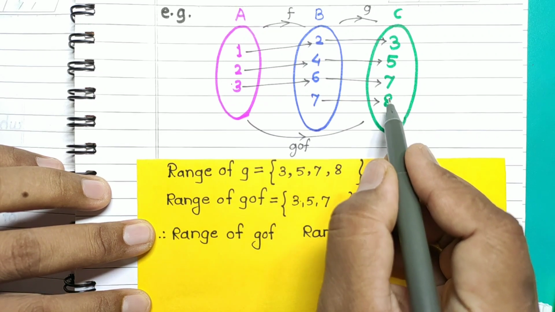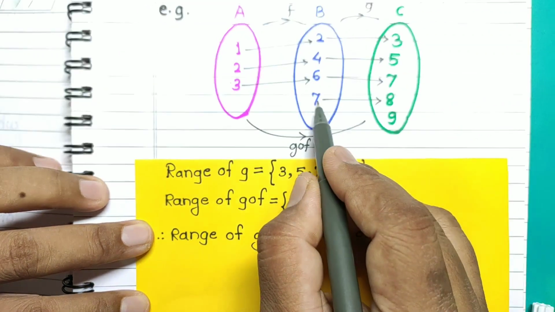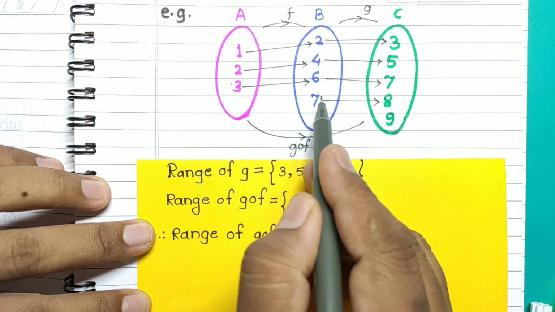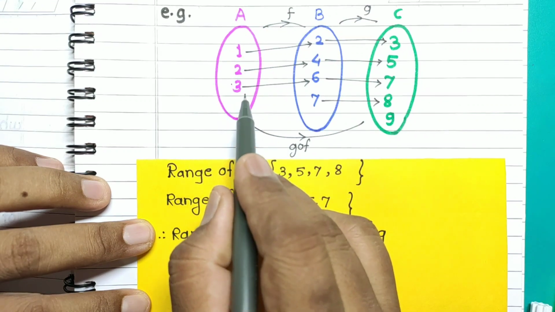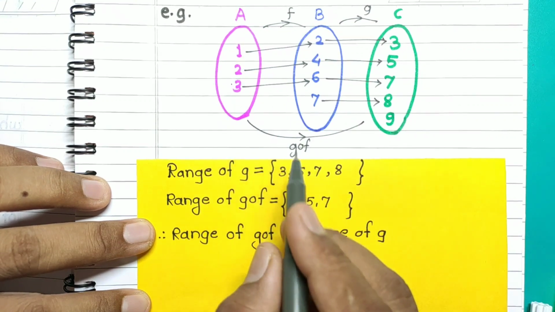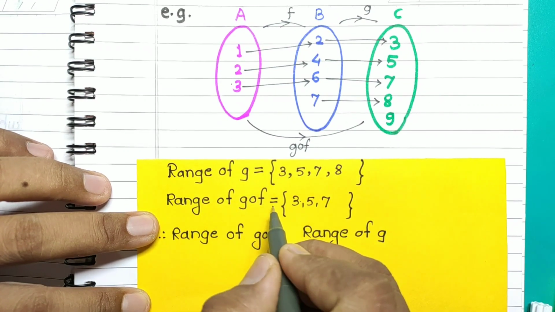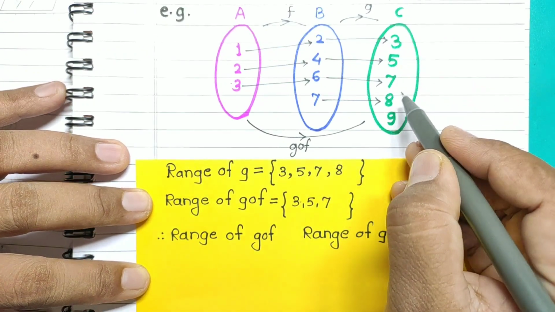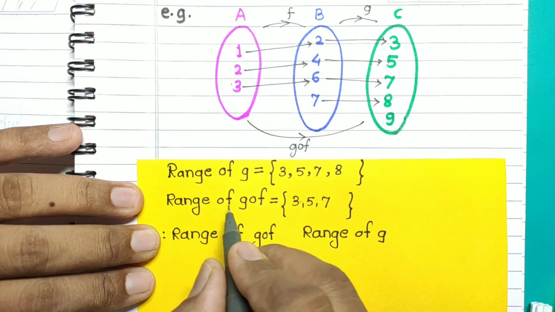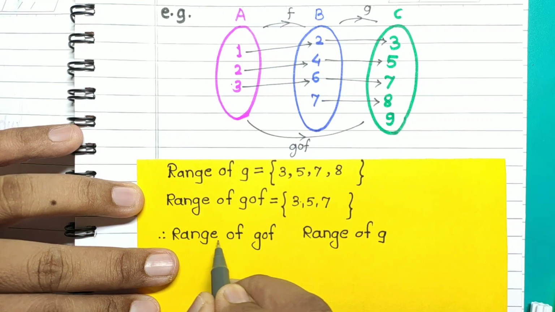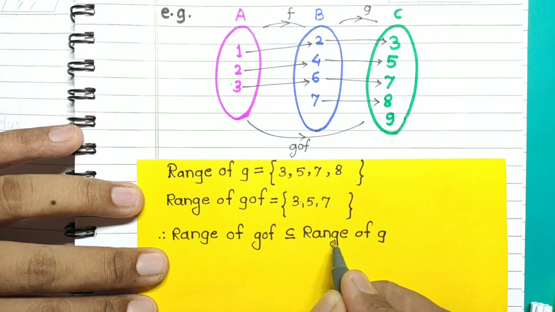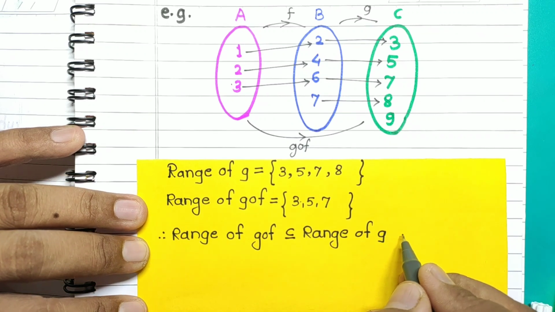Since 8 is the image of element 7, but this element 7 in set B is not the image of any element in set A, for the range of gof function there are only 3 images, 3, 5 and 7. So here we can easily observe that the range of gof function is a subset of the range of function g.